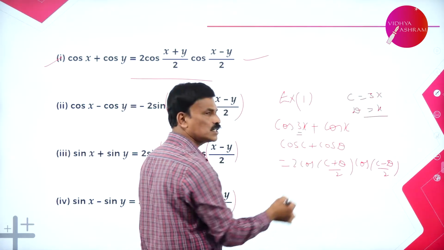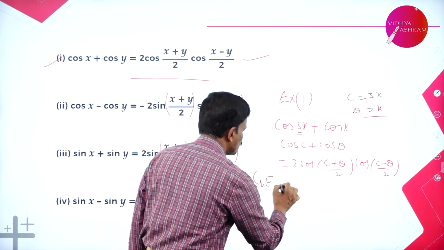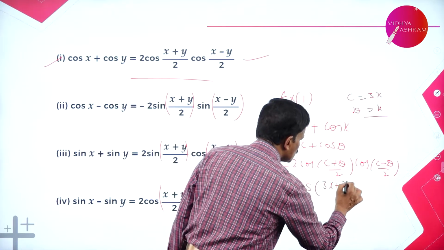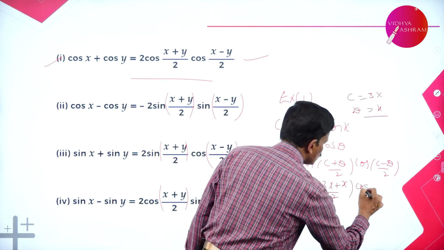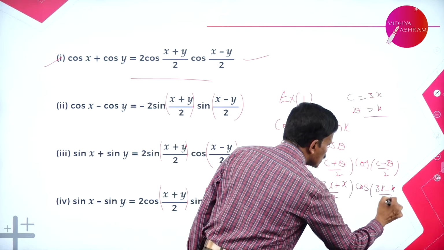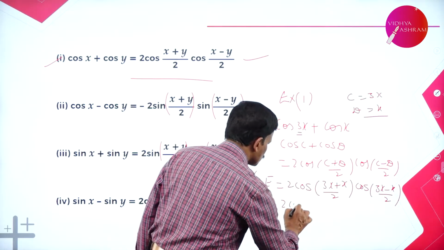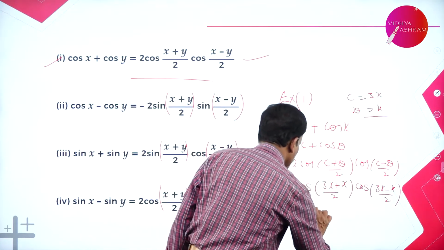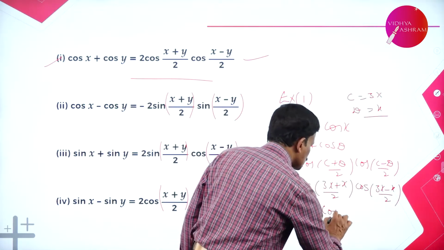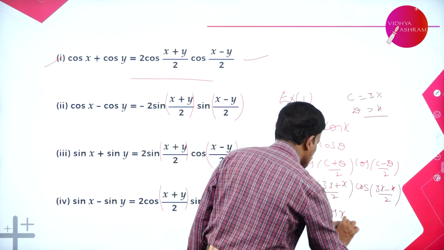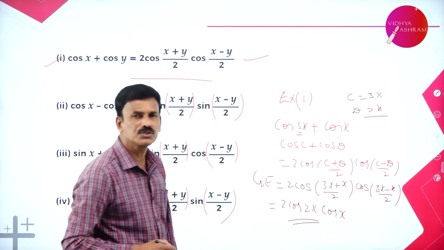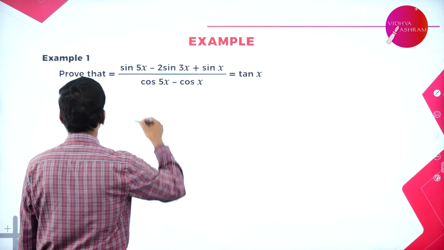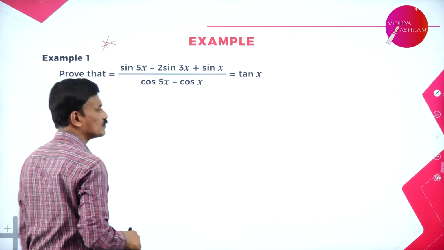Now, cos 3x plus cos x, the given expression, can be written as 2 cos((C plus D)/2). C plus D means 3x plus x divided by 2 into cos of (3x minus x) divided by 2. So this is equal to 2 cos of 3x plus x is 4x, 4x by 2 is 2x, cos of 3x minus x is 2x divided by 2 is x. So 2 cos 2x into cos x is the simplified answer. Okay. So this is also a very, very important problem for 5 marks.